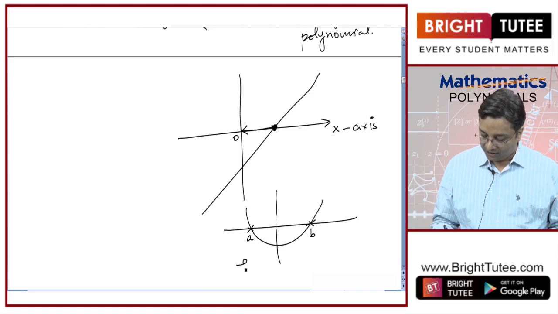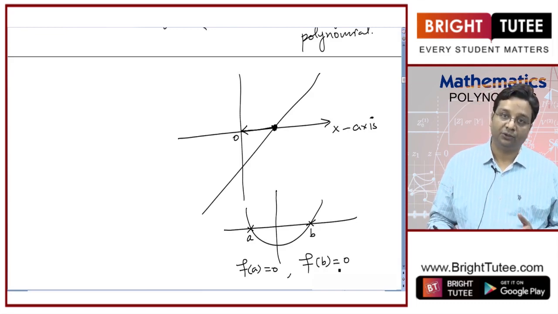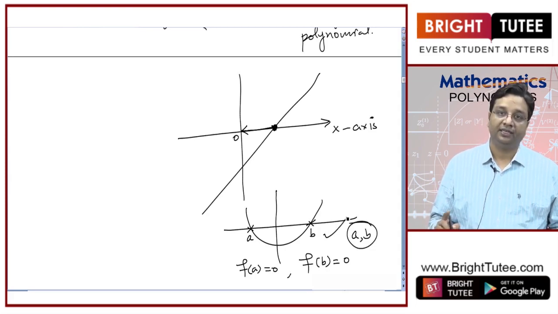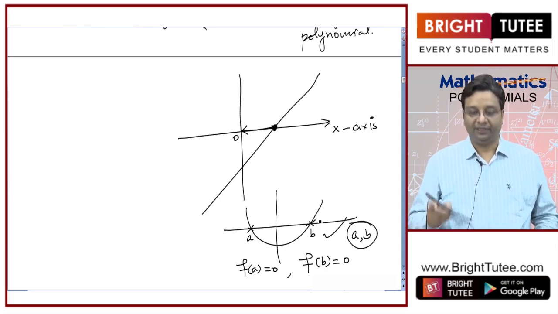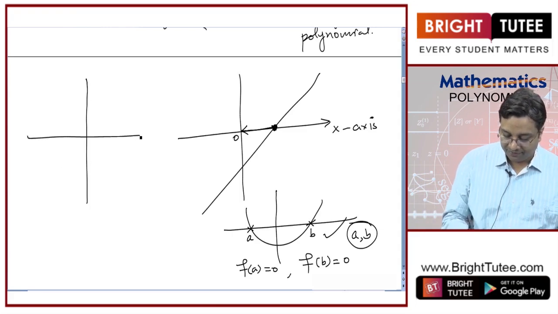So if I ask you what is f of A, you will say f of A is 0. What is f of B? f of B is also 0. So A and B are zeros of this polynomial, right. So when I said that degree of a zero polynomial is not defined, we can also think about it graphically.